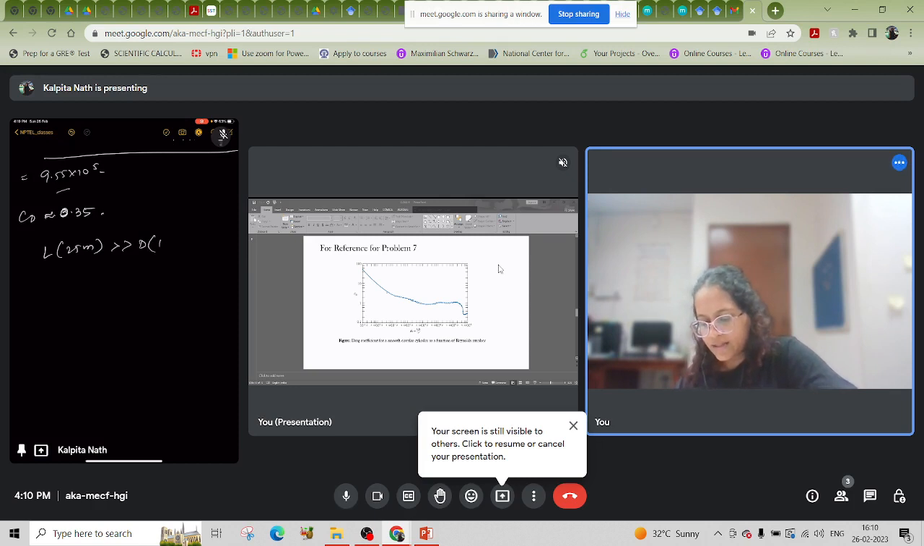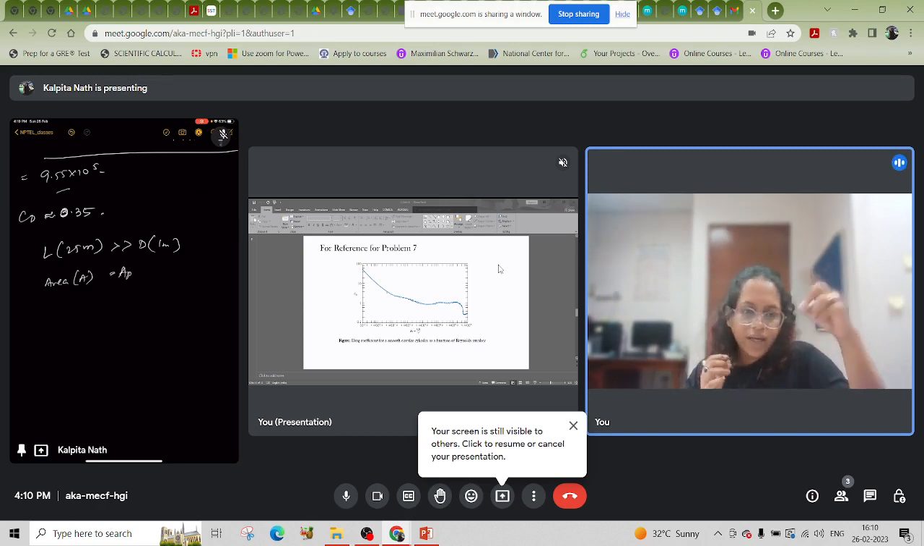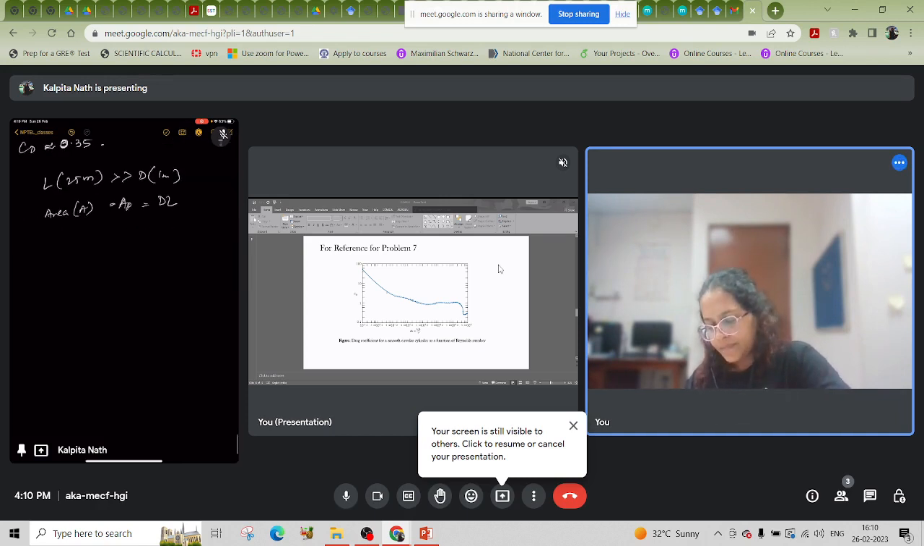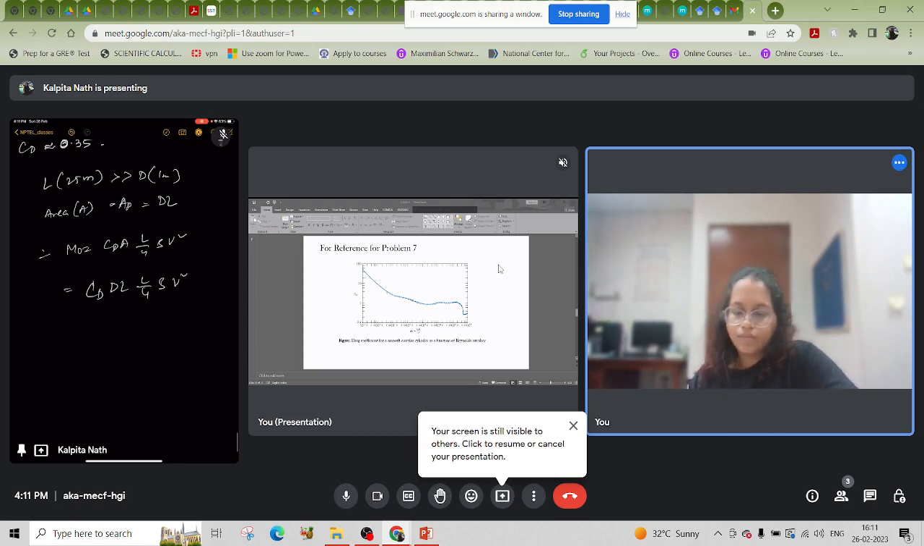So for a cylinder, as the length that is 25 meter is far greater than its dia that is 1 meter, the projection area, that is AP, can be considered to be a rectangle. So A is equal to D into L. Therefore, M naught, that is the moment, is CD D L L by 4 rho V square.